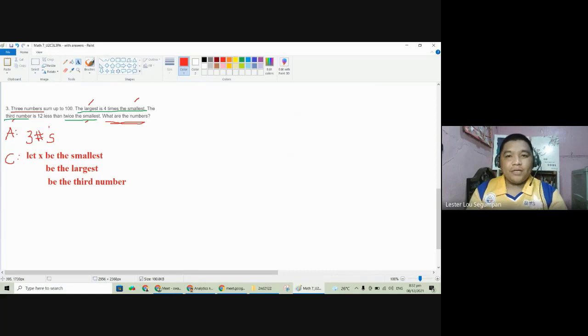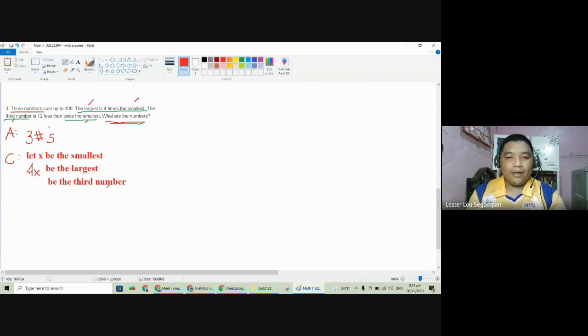So let's look at the proper representation for the largest number. Looking at the second statement, it tells us that the largest is 4 times the smallest. If we have x as the representation of the smallest, what should be the representation of the largest number? Take note, 4 times stands for a product of 4 and the smallest. So this stands for the situation for the largest number. Again, the largest is 4 times the smallest. So if the smallest is x, the largest is 4x.